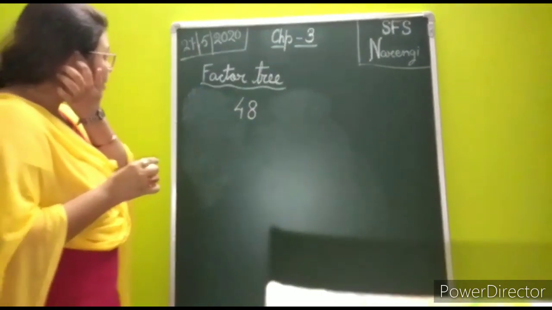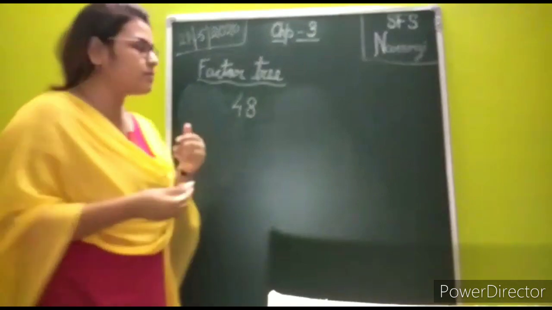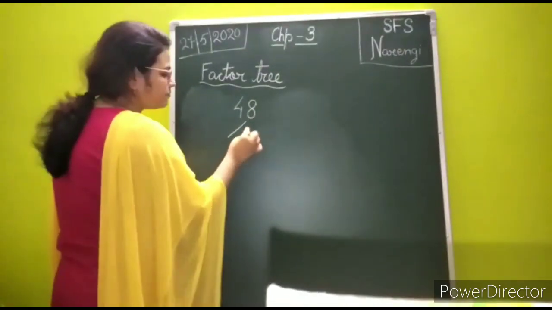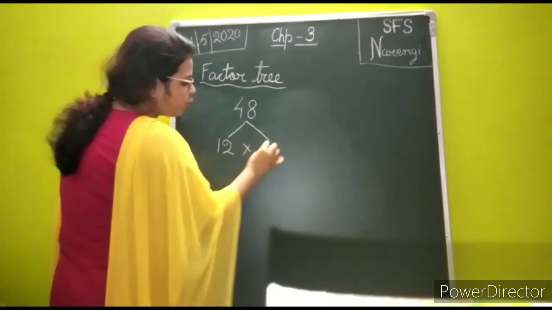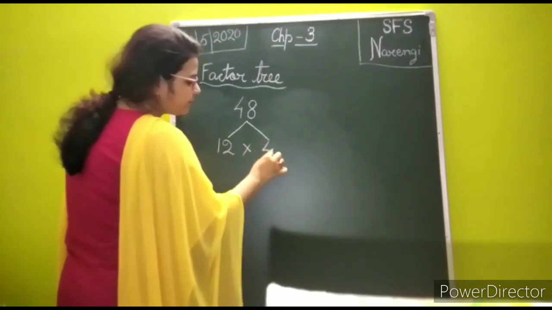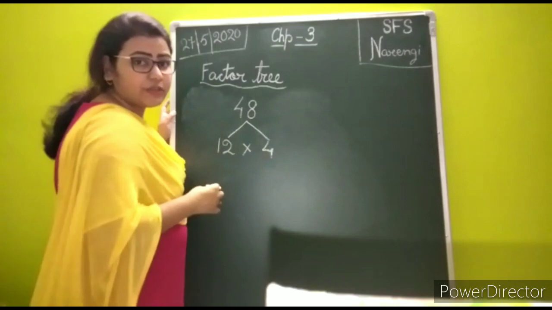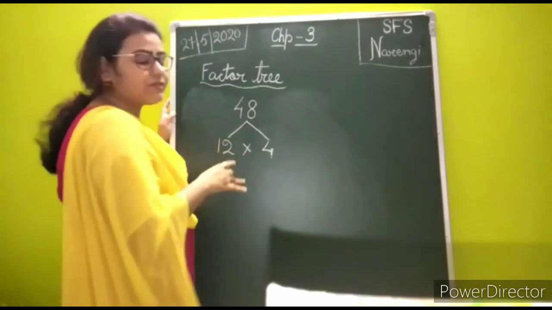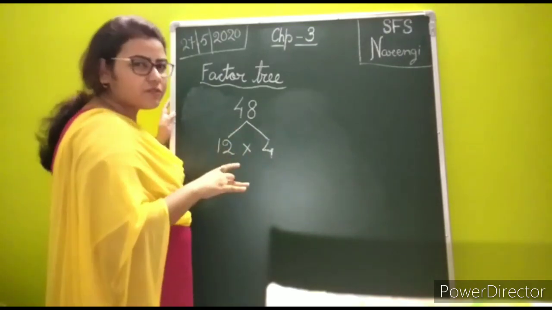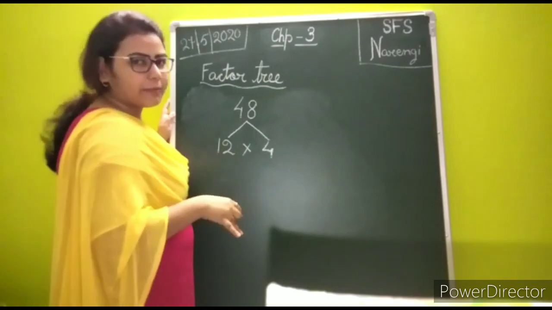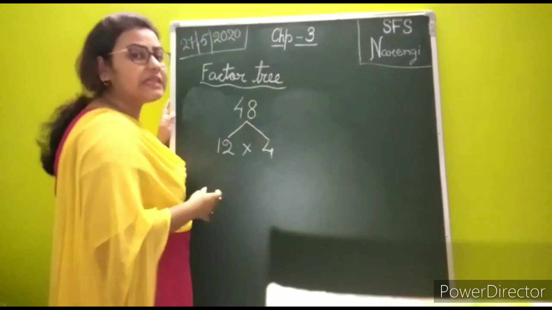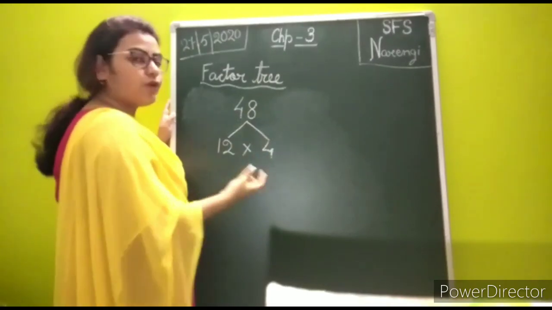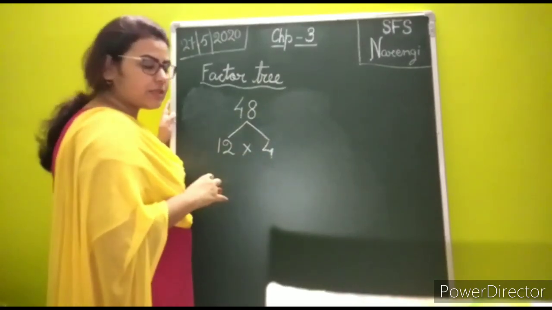Now, the easiest, the first thing that comes to mind is what? 12 fours are 48, children. When you are taking the first two factors, try not to take a prime number. Try to go for composite numbers. That will make the factor tree easier for you. So here 4 and 12 both are composite numbers.